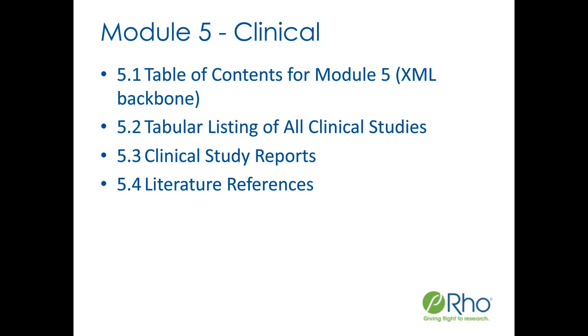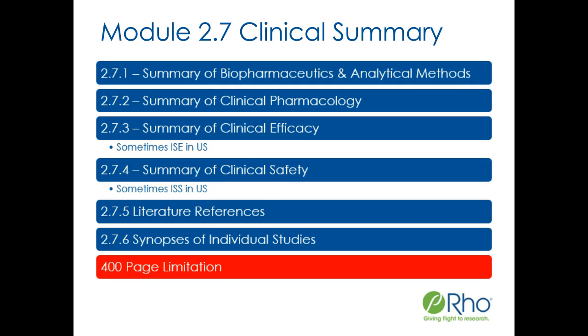The ISS and ISE typically live in 5.3, and then obviously literature references. So Module 2.7, again now, we're moving up in the triangle into those documents that are allowing some interpretation on the part of the applicant. So you can begin to describe your data with what it means to you a little bit more than just giving blanket statements about what the data say.